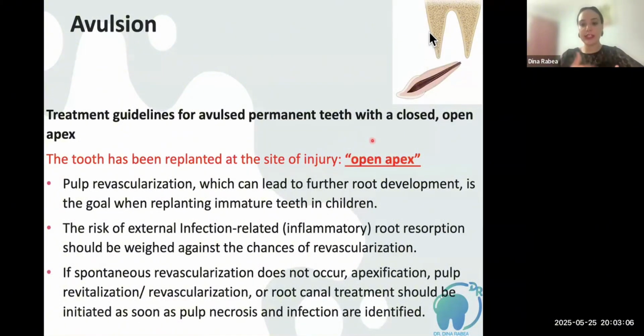We do not have to start endodontic treatment unless, again, signs or symptoms of necrosis appear, or if we have a radiographic evidence of the development of infection-related inflammatory root resorption. At this point, we have to interfere, do an access, remove the pulp, and inject calcium hydroxide into the tooth.